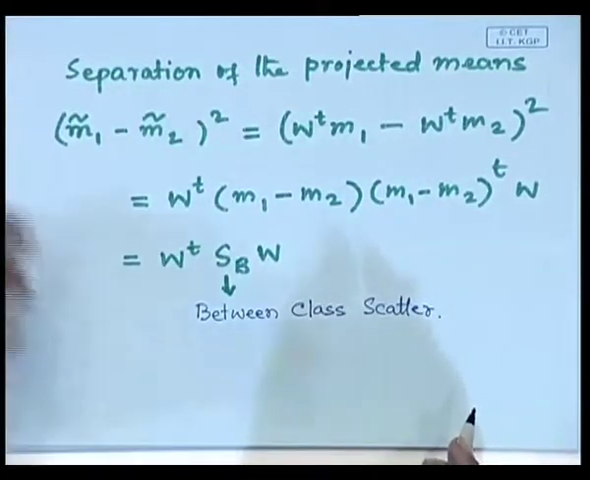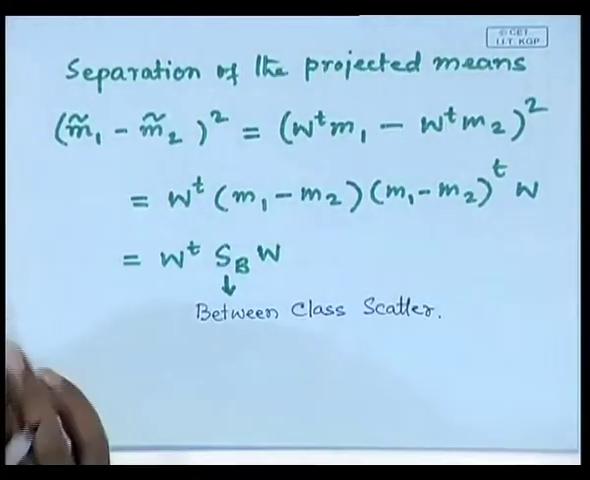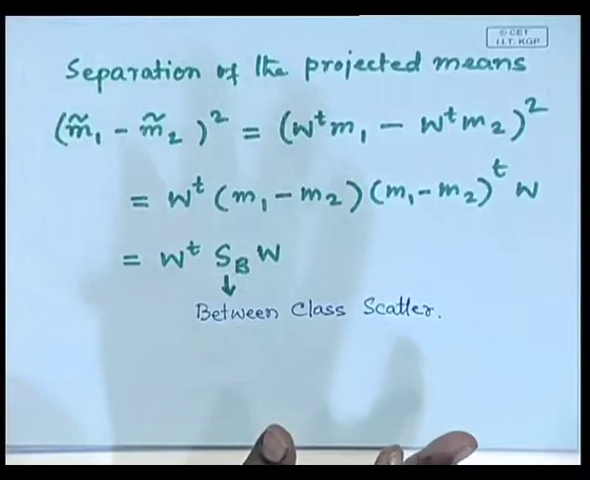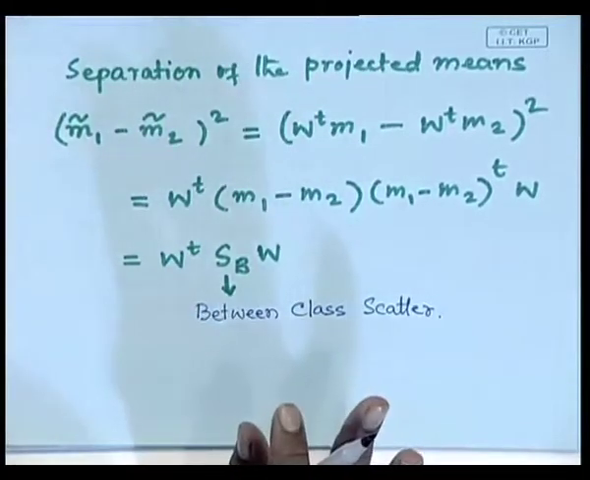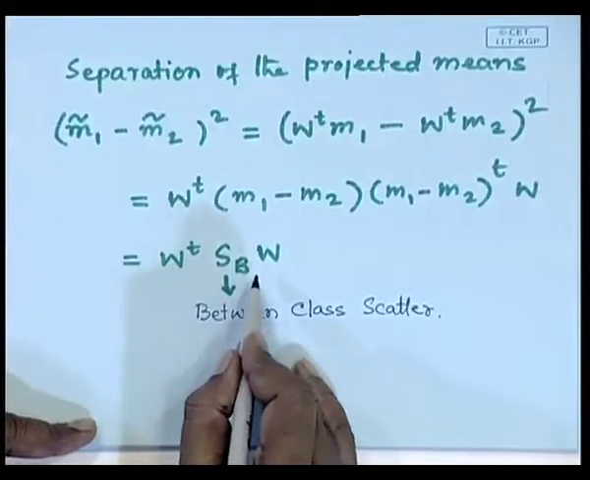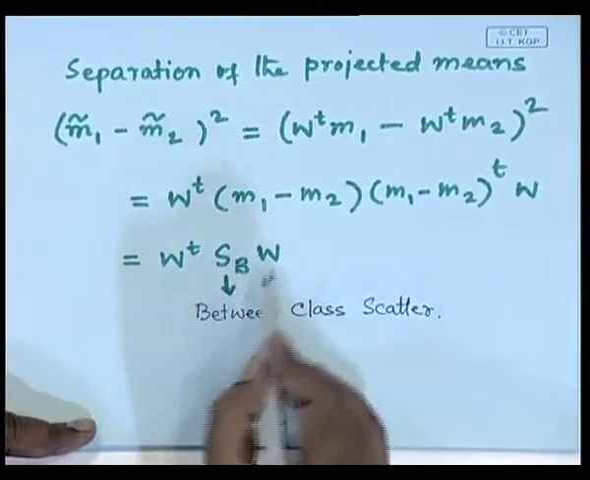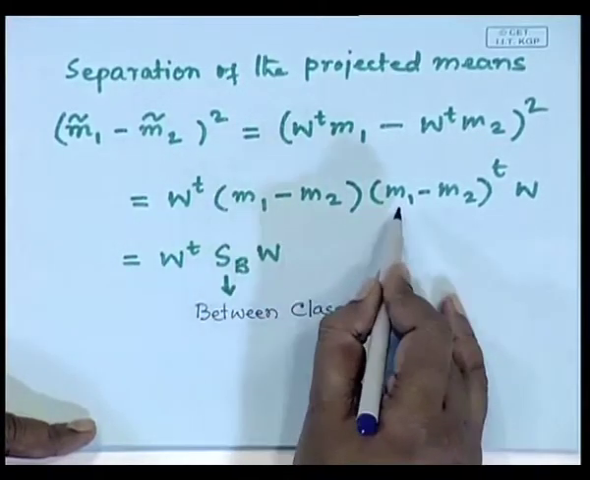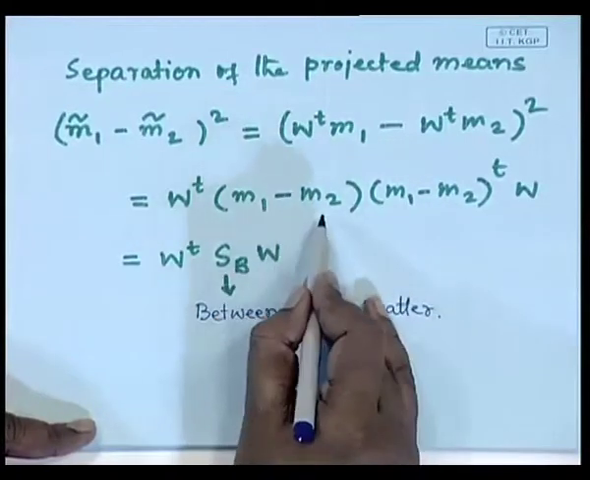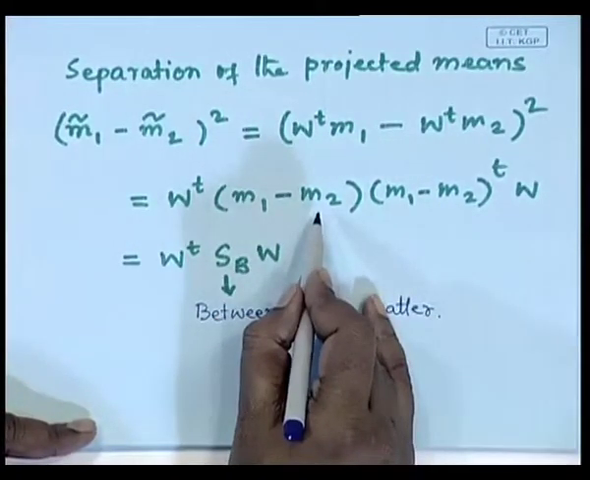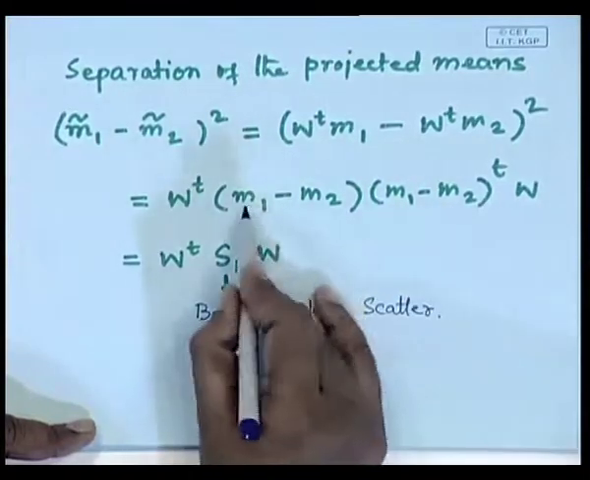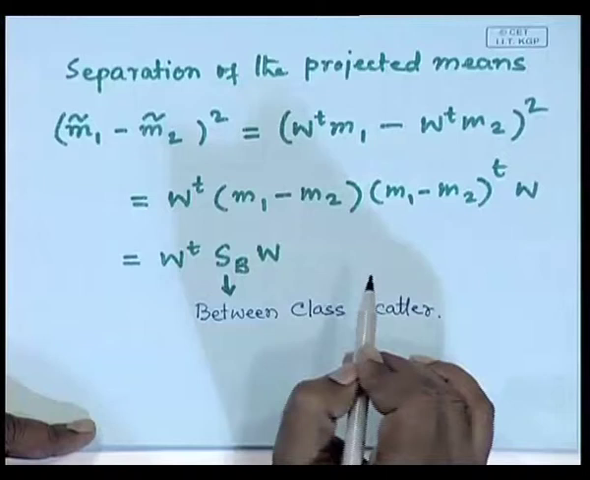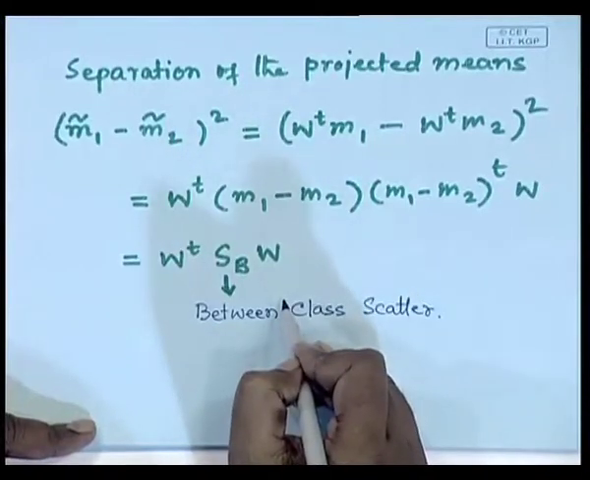Now, we will find that this S W, the within class scatter, is symmetric and positive semi definite, and so is this between class scatter S B. That is the property of these scatter matrices. And not only that, when I am writing this expression as W transpose S B W, where this S B is M 1 minus M 2 into M 1 minus M 2 transpose, M 1 minus M 2 is a column vector, and M 1 minus M 2 transpose is a row vector. So, this is actually the outer product of two vectors.